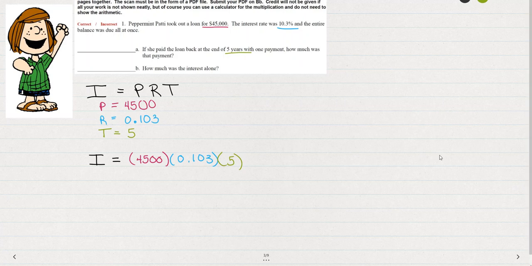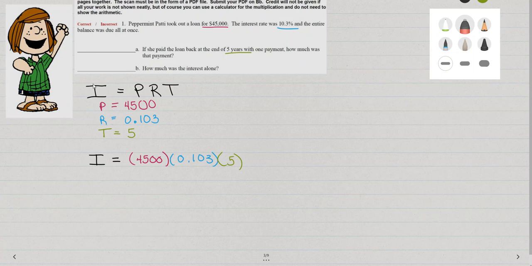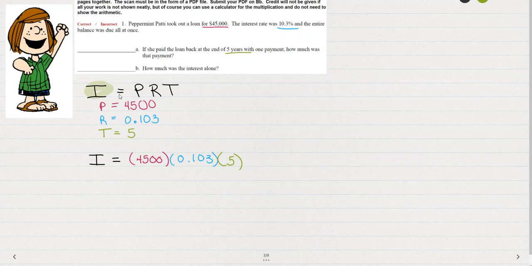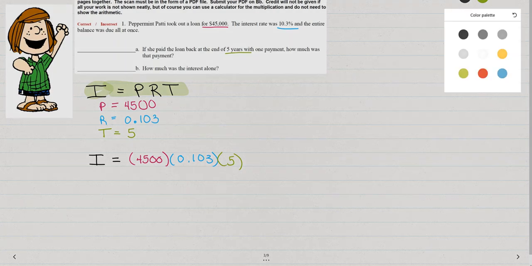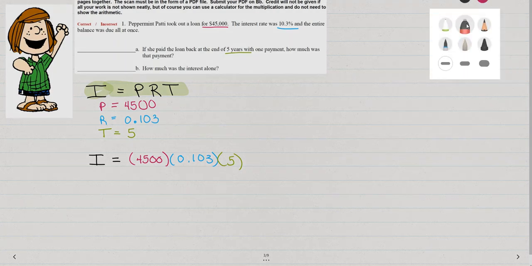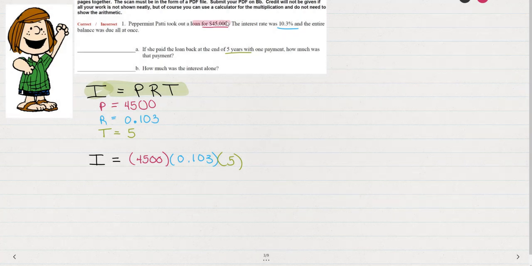We don't see anything about compounding. So this must be simple interest. So I'm going to use the formula interest amount equals principal times rate times time. I equals PRT. I could read from this question that the principal is how much she took out for the loan. That's the $4,500.